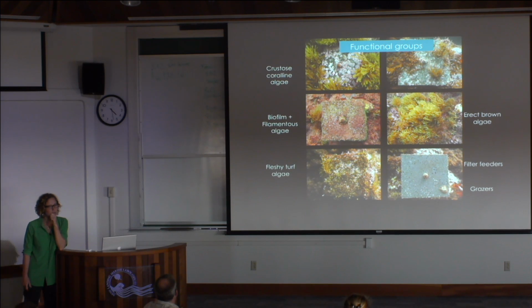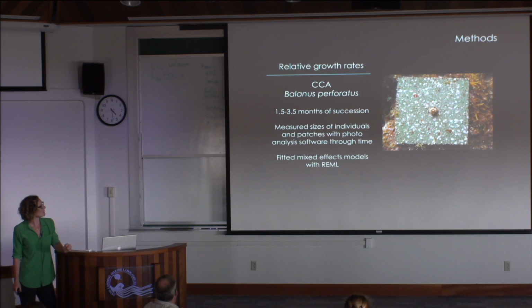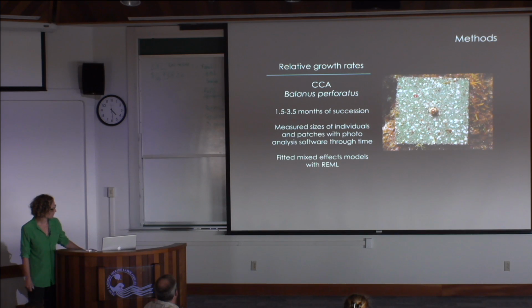into these broad functional groups. So these are things like the crustose coralline, biofilm, filamentous algae, erect brown, grazers, filter feeders, and so on. We also measured the relative growth rates of some of our key calcareous species. The two main groups here are the crustose corallines and the barnacle species, Balanus perforatus is our main species. And for these, what we did was identify individuals or discrete patches of crustose coralline algae at the early stages of succession, and then we used photo analysis software to follow those individuals or patches through time and estimate their growth.